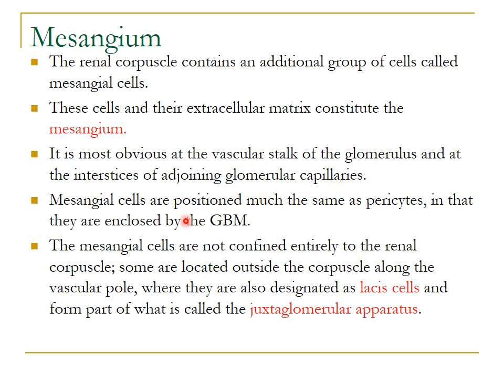Mesangial cells are positioned like pericytes in that they are enclosed by the glomerular basement membrane. The mesangial cells are not confined entirely to the renal corpuscle. Some are located outside the corpuscle along the vascular pole, where they are also designated as the Lacis cells, and they form part of the juxtaglomerular apparatus.